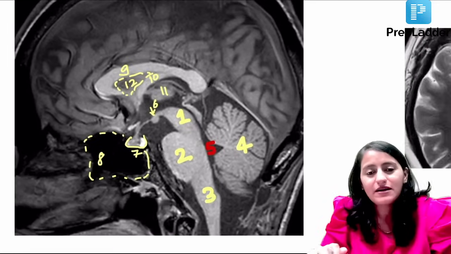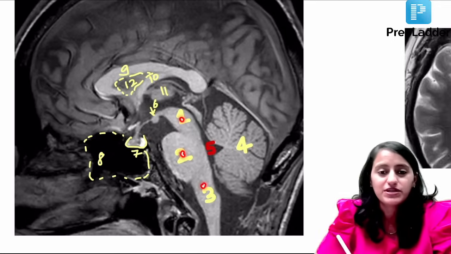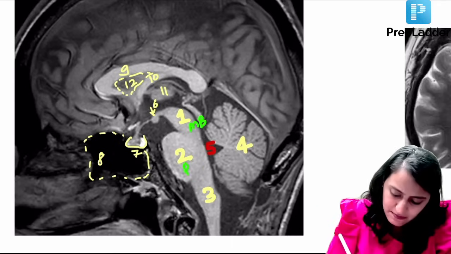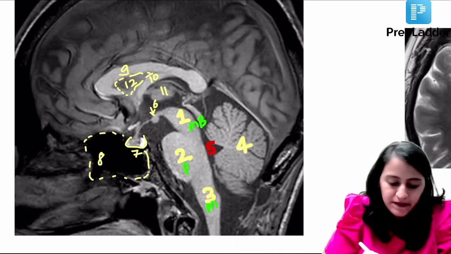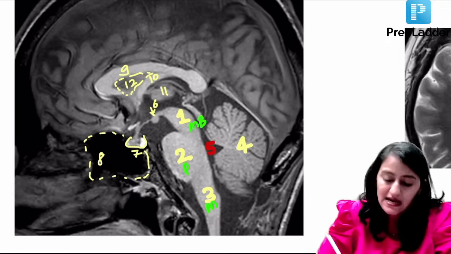Going to the next one, coming to MRI brain. Look at the structures here. What is 1, 2, 3? This is the brain stem. What are you seeing in the brain stem here? This is midbrain, pons, and medulla. Okay. Now look at this one. This is the cerebellum here. This has also been asked in your exam.